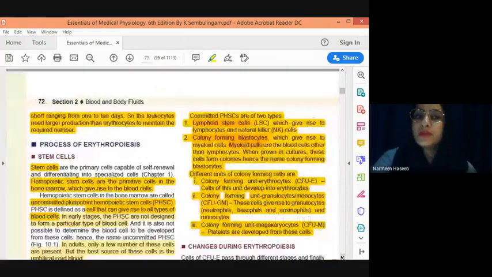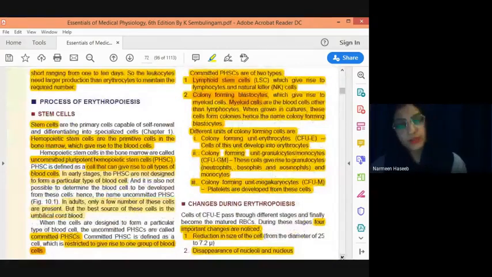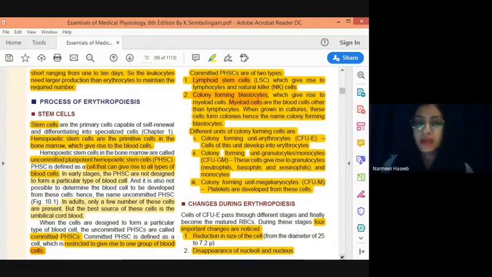Now let's move towards the very important part, which is the process of erythropoiesis. The process of erythropoiesis starts from the stem cells. First, you need to know what stem cells are. Stem cells are very important. Stem cells are the primary cells. They are capable of self-renewal and differentiating into specialized cells.